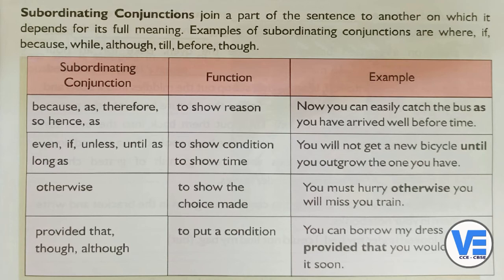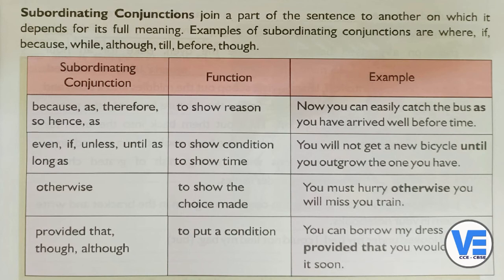So what is the condition? That you would return it soon. If you don't return it soon, I'm not going to give this dress to you. You cannot borrow this dress. If you really borrow this dress, what you have to do is give it back to me. You have to return it. So that is a condition. So how will you tell that in a condition form? You can borrow this dress provided that you would return it soon. So this is how subordinating conjunctions are very useful to us.